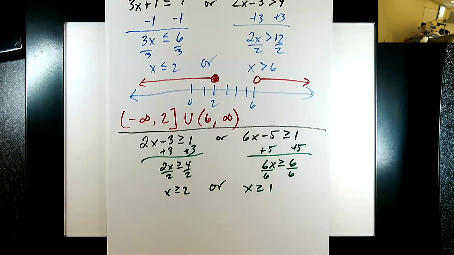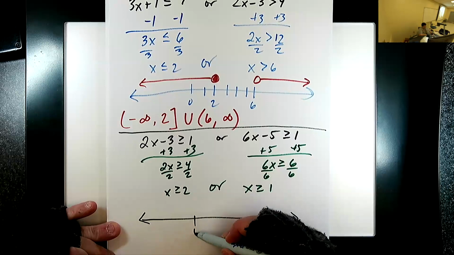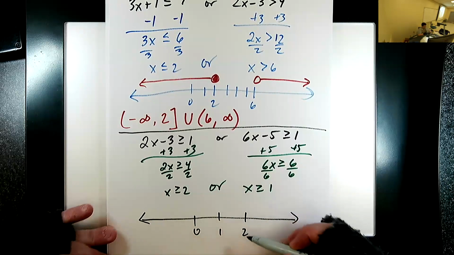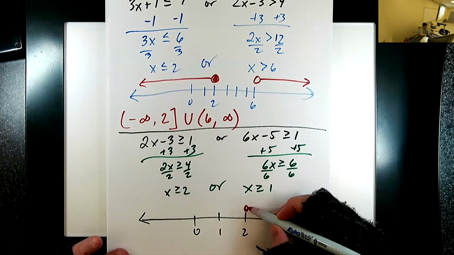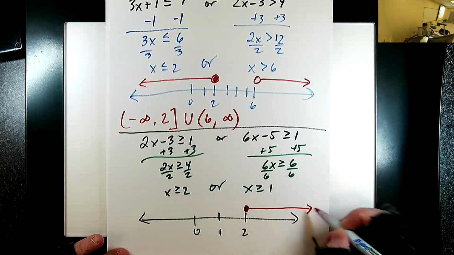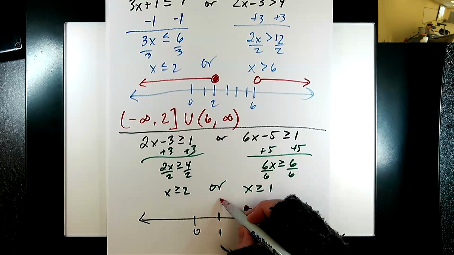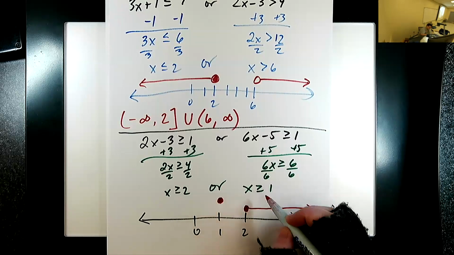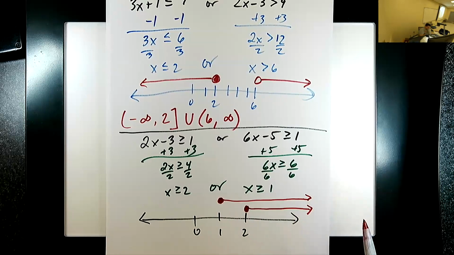Let's look at a number line. What's going on here? X is greater than or equal to 2, starts at 2. We include it because there's an equal sign and it goes higher. X is greater than or equal to 1, starts at 1, include it because it's got an equal sign. It goes higher as well. Either region works.